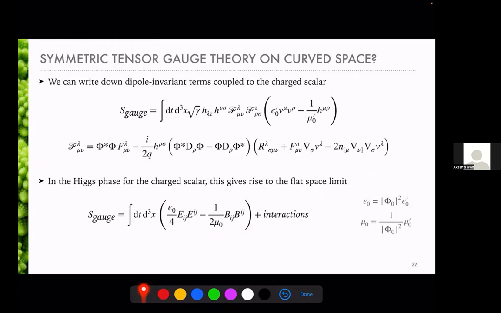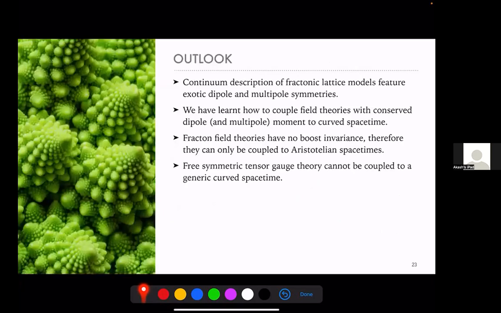Essentially, this is saying that you could not have massless gauge fields with dipole symmetry, but you could have massive gauge fields when you spontaneously break the dipole symmetry by introducing some matter fields. So you can have gauge fields, but there will be additional terms which give rise to mass terms for all the gauge fields. Okay, seeing that I'm almost out of time, I'm going to end here.